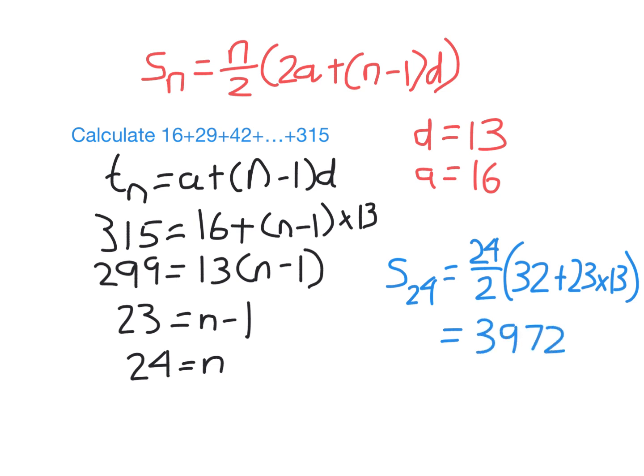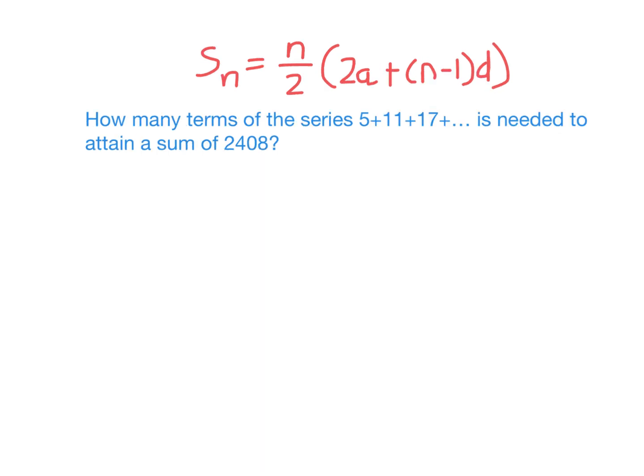All right, let's look at some harder questions. Here we have an arithmetic series and we want to know how many terms are needed to attain a sum of 2408. Now we can't use the trick we used in the last question because we don't know what the last term is. So what we're going to do is use this formula. We know S, we know a, we know d.